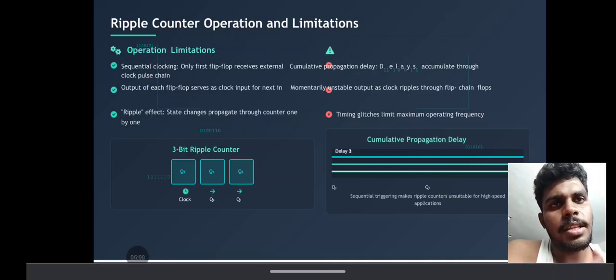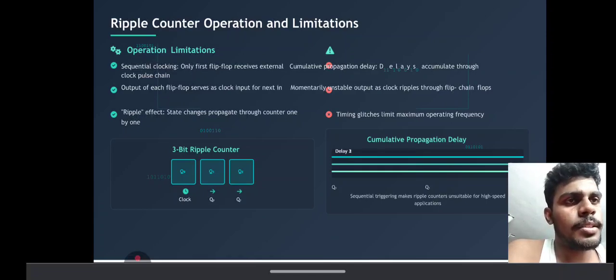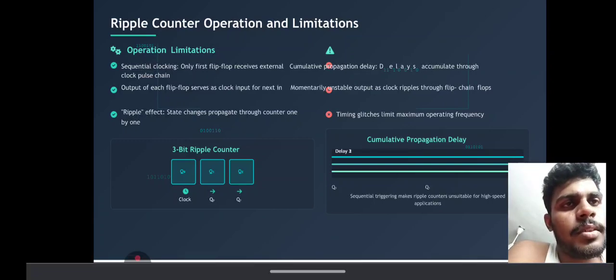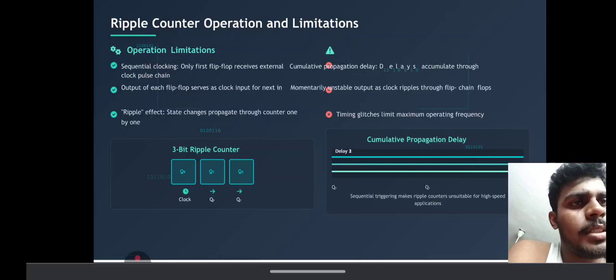Operations and limits. Sequential clocking: only the first flip-flop receives the external clock. Each flip-flop's output serves as the clock for the next. Cumulative propagation delay builds through the chain, and momentarily unstable outputs occur as the clock ripples through the flip-flop chain. Ripple effect: a state change propagates through the counter one stage at a time. Timing mitigates limits on the maximum frequency.